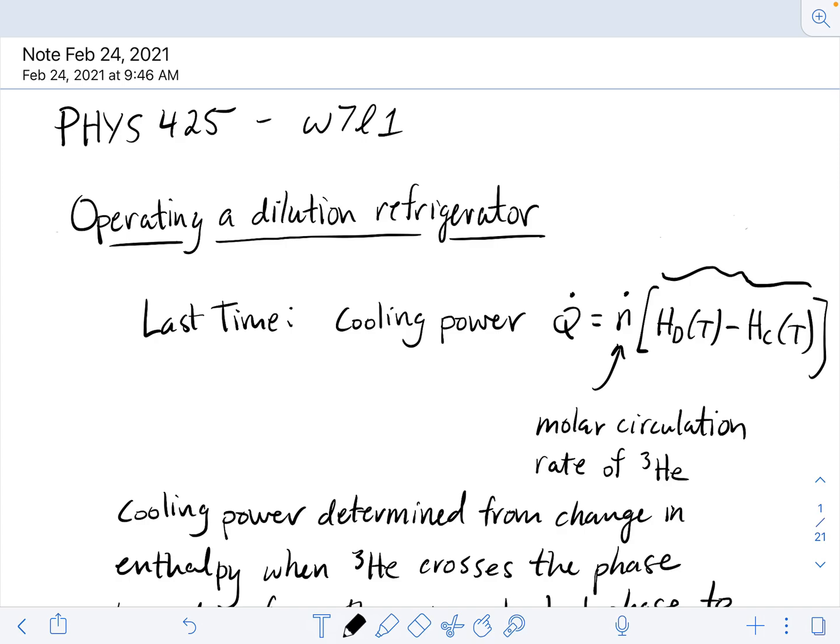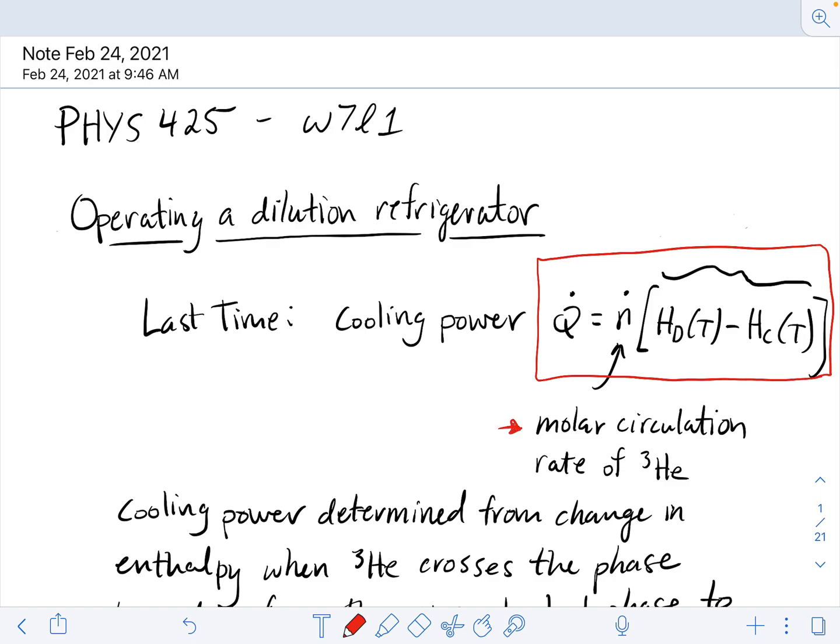analogous to evaporative cooling. If we could remove helium-3 from the dilute phase by a pump or some other mechanism, then helium-3 from the pure phase on top would cross that phase boundary and enter into the dilute phase. And when it crossed that phase boundary, that was analogous to evaporation, and the cooling power was determined by the change in enthalpy that we got as helium-3 crosses that phase boundary. And it'll also be dependent on how fast we circulate the helium-3. So if we increase the circulation rate so that n dot increases, then we get a higher cooling power.